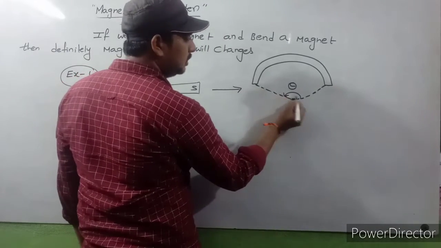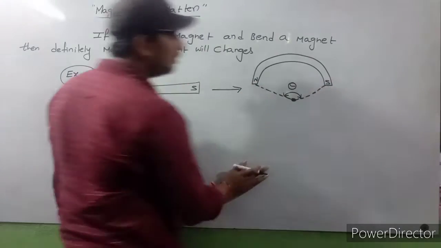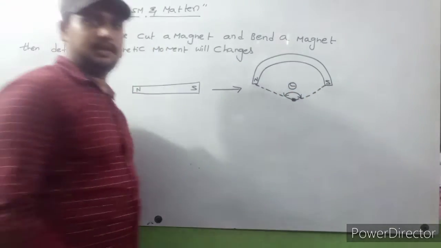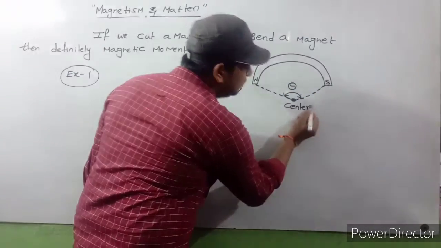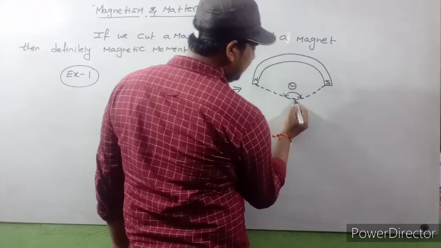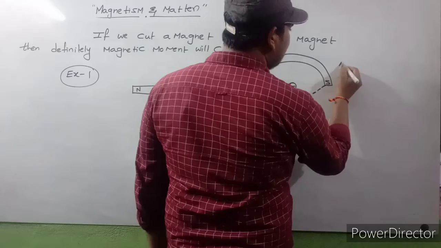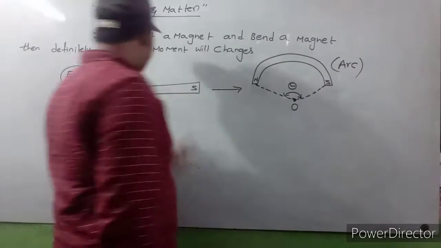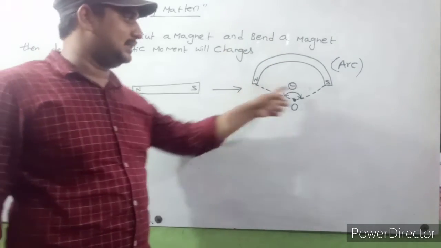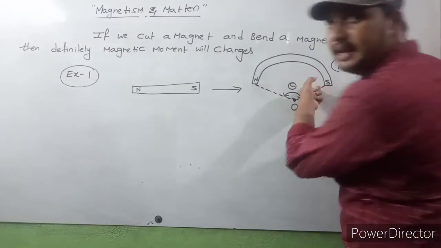The two ends of the bent magnet make an angle theta with the center. So this is the north pole, this is the south pole. This is the center, angle theta with the center. I'll consider the center as O. Here is the center O. So this is like an arc. If you bend a bar magnet in the shape of an arc, the arc's ends make an angle with the center. That angle I consider as theta.